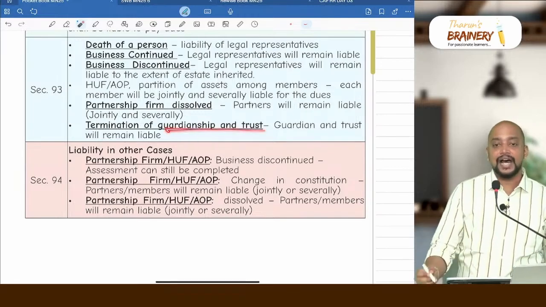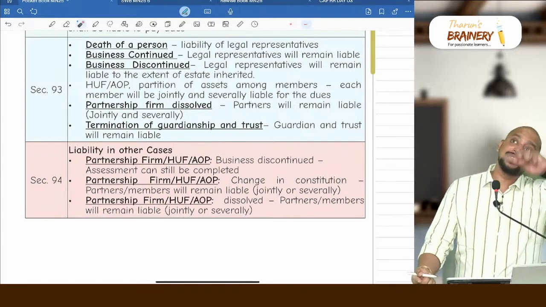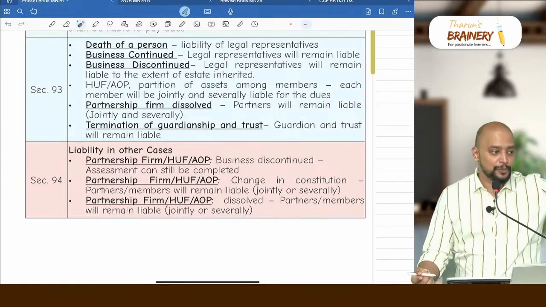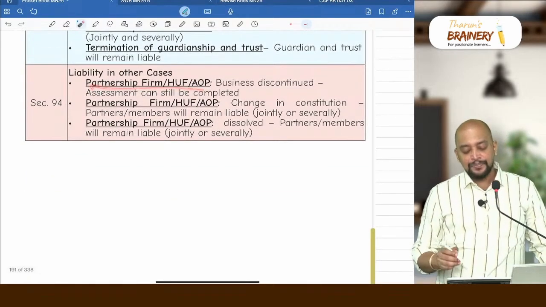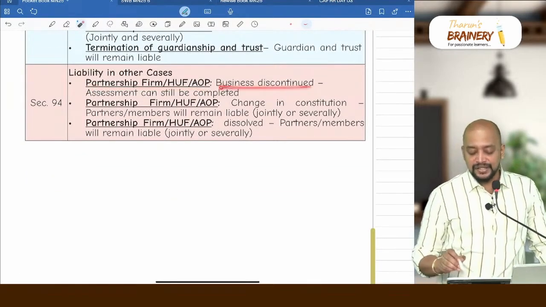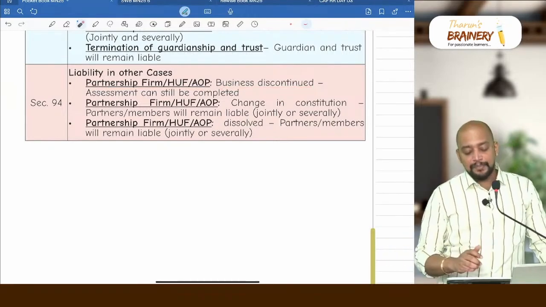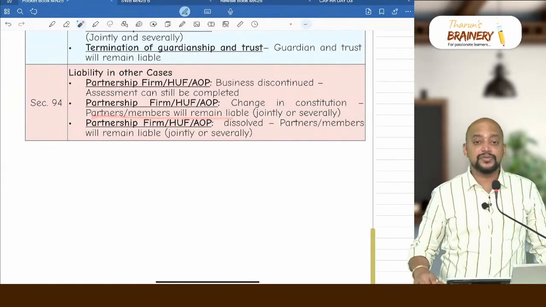And termination of guardianship and trust: even after termination of guardianship and trust, if there are any dues before the date of termination, the guardian and the trustee are liable to pay those dues. Then section 94, liability in other cases, partnership firm, HUF or AOP, business discontinued. Can the assessment still be completed? Yes. And partnership firm, HUF or AOP, change in constitution, partners or members will remain liable.